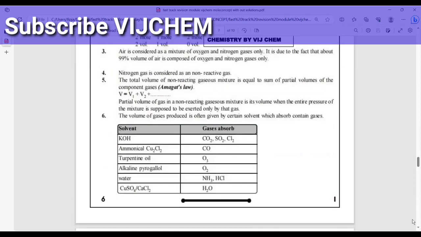Okay. So which substances absorb which gases? Like KOH absorbs CO2, SO2, Cl2. Actually, this is a base, so it will absorb the acidic gases. Ammoniacal cuprous chloride absorbs carbon monoxide. Turpentine oil absorbs oxygen. Pyrogallol absorbs oxygen. Turpentine oil also absorbs ozone. And water is absorbed by ammonia and HCl. CuSO4 also absorbs H2O, so it is dehydrated and converted into a hydrated salt. Okay, so this is all about the complete revision of the mole concept.